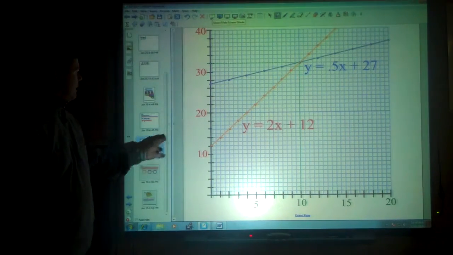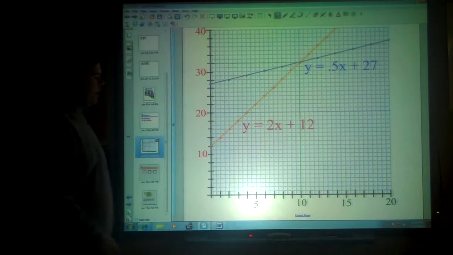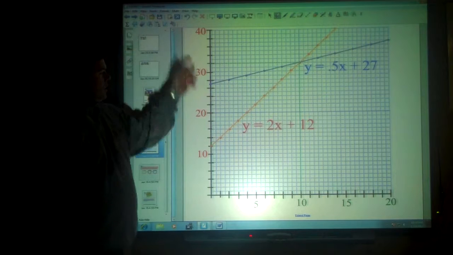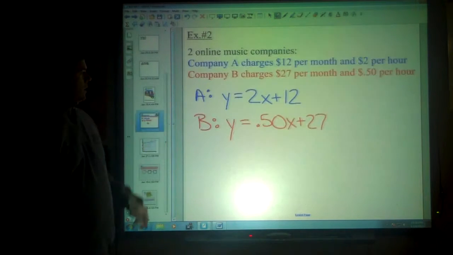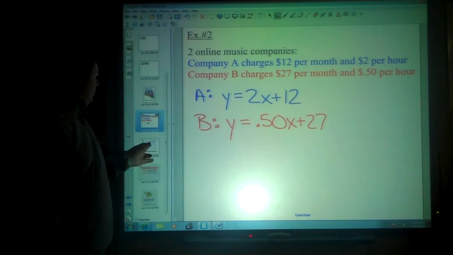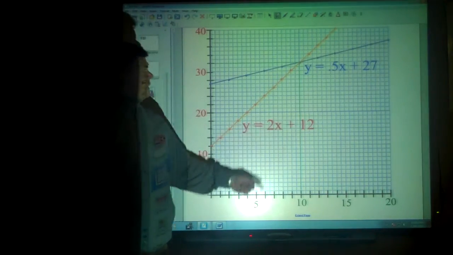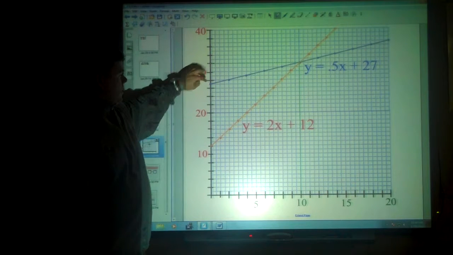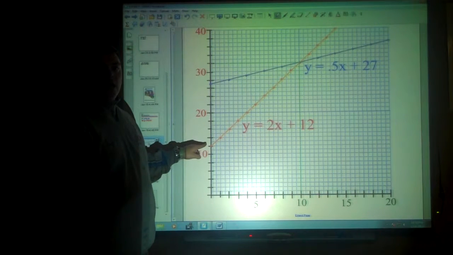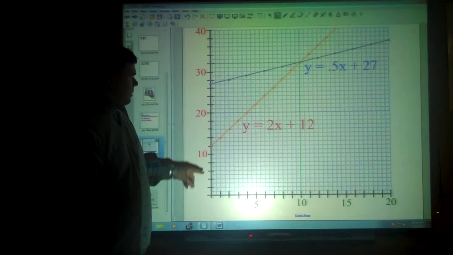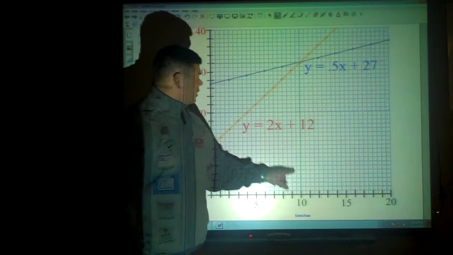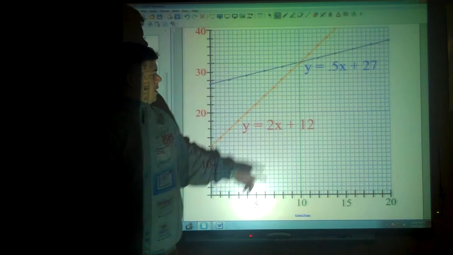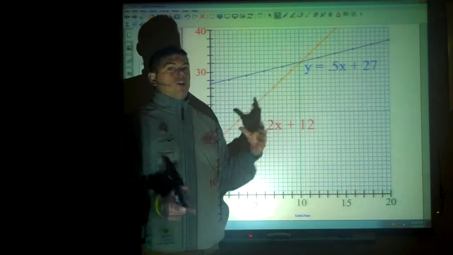So I went ahead and I made the graph. And you can see across the bottom, we've got hours, and we have our cost. So here's our first equation, which is that y equals 2x plus 12 is right here. And then we have y equals 0.5x plus 27. Its cost starts a lot higher. This one starts a lot lower. If you're not planning on watching or listening to music online very much, the first 10 hours, it's cheaper to be in this company because this one's more expensive. But once you get to 10 hours, it really doesn't matter which company you choose.